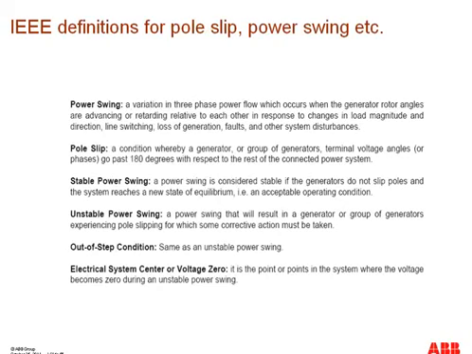These are the IEEE definitions for pole slip, power swing, etc. What is a stable power swing? What is an unstable power swing? And we will refer to these publications as well as these guides at the end of this seminar to get more information about these terminologies.